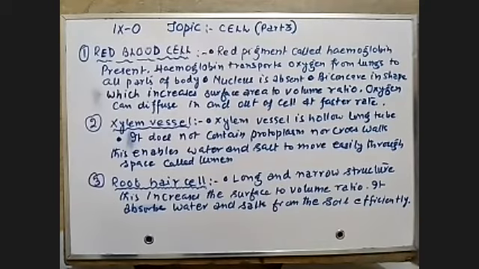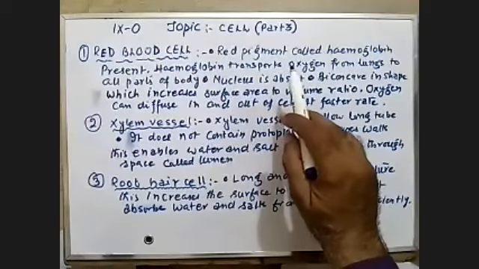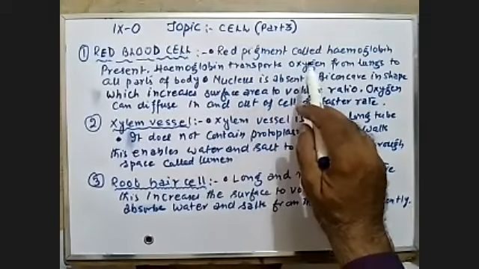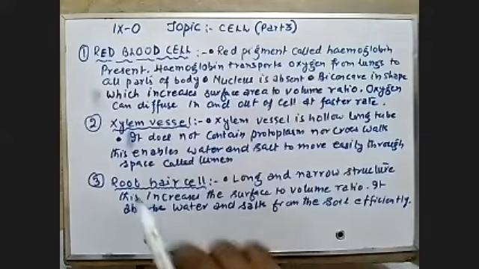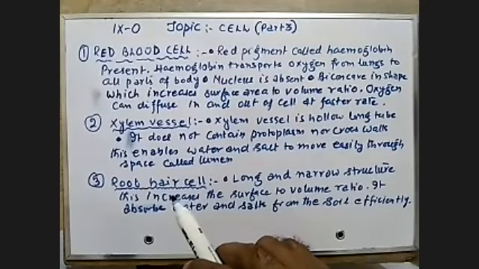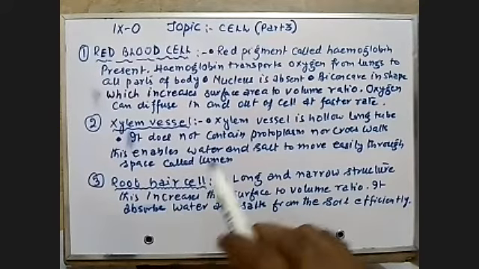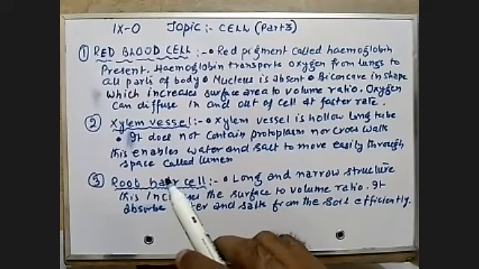Red blood cells are cells which are present in our body. They contain a red pigment, an iron containing pigment, which is called hemoglobin. Due to the presence of this hemoglobin, the color of the blood is red.